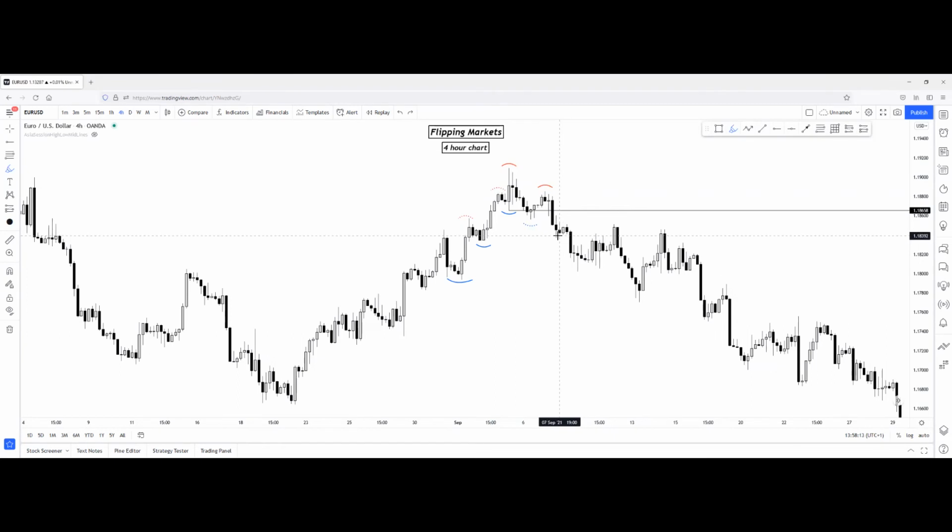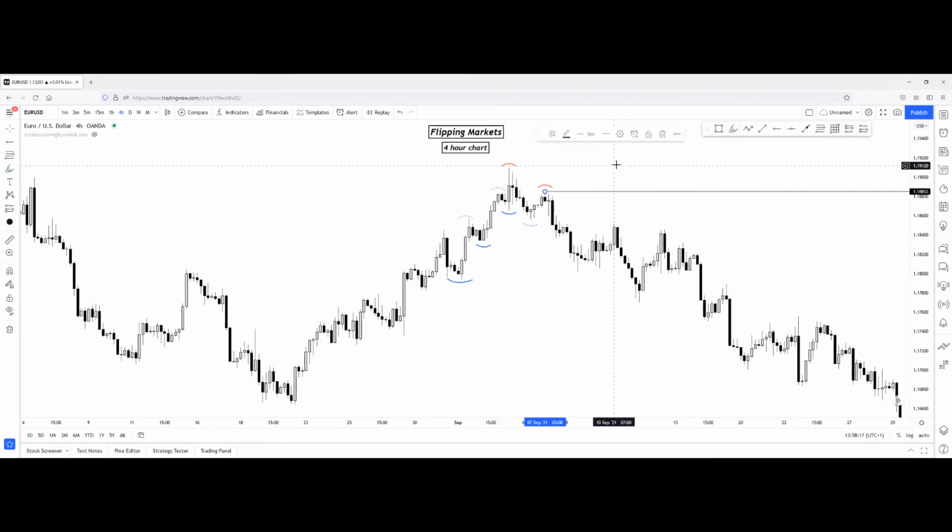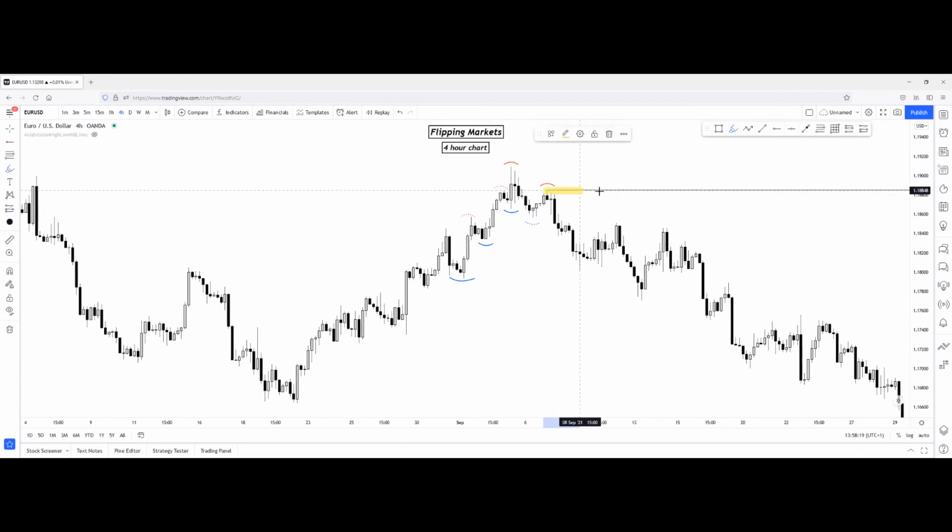After this, it created a pullback again. I will just delete this line from here and remove it to here. So this is our last strong high point, structural point. If this point breaks, then a new strong low will be created. If price can break through this line, then a new weak low will be created. So as you can see, price did a pullback here, couldn't break above this line. So a new weak low has been created.